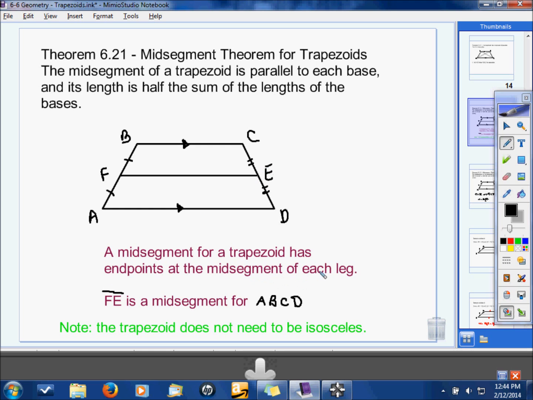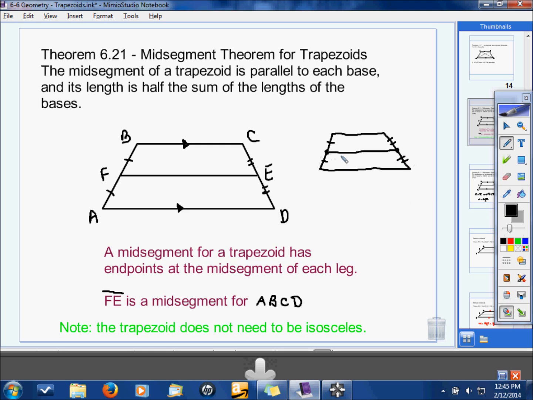Okay, now all this down here is really, before we even have an example, telling you what a midsegment is. A midsegment takes the endpoints from the midpoints of the two legs. So in order to draw one, you would draw a trapezoid. It doesn't even have to be isosceles. You just draw a trapezoid. You'd put a midpoint here and a midpoint here, and then you would connect the line. So that's how you determine a midsegment.